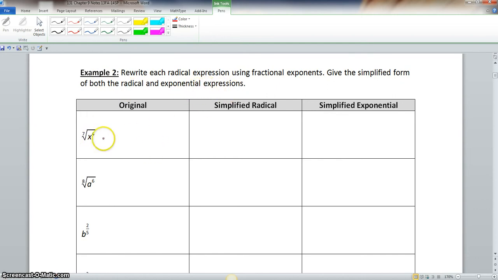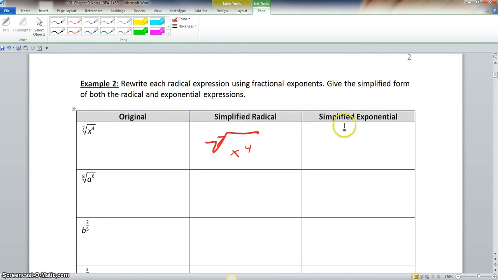Now the 7th root of x to the 4th, the simplified radical would be the same thing. As you see here, it's jumping, so I'm going to have to fill this out and put it in completed. So now we want to get the simplified exponent. This will become x to the 4/7 power. And we know this cannot be simplified, so we're done.